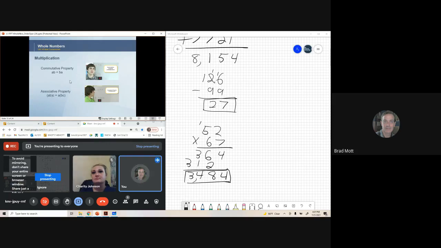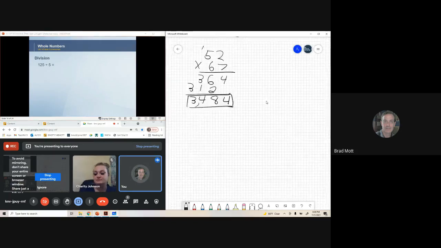So there's the commutative property, A times B is the same as B times A. You can commute the terms around without changing the meaning of the equation. And the associative, you can move the parentheses as long as you're not changing the operators any place in that equation, and not change the meaning of that equation either. Now long division. So 125, the divisor and the dividend there.